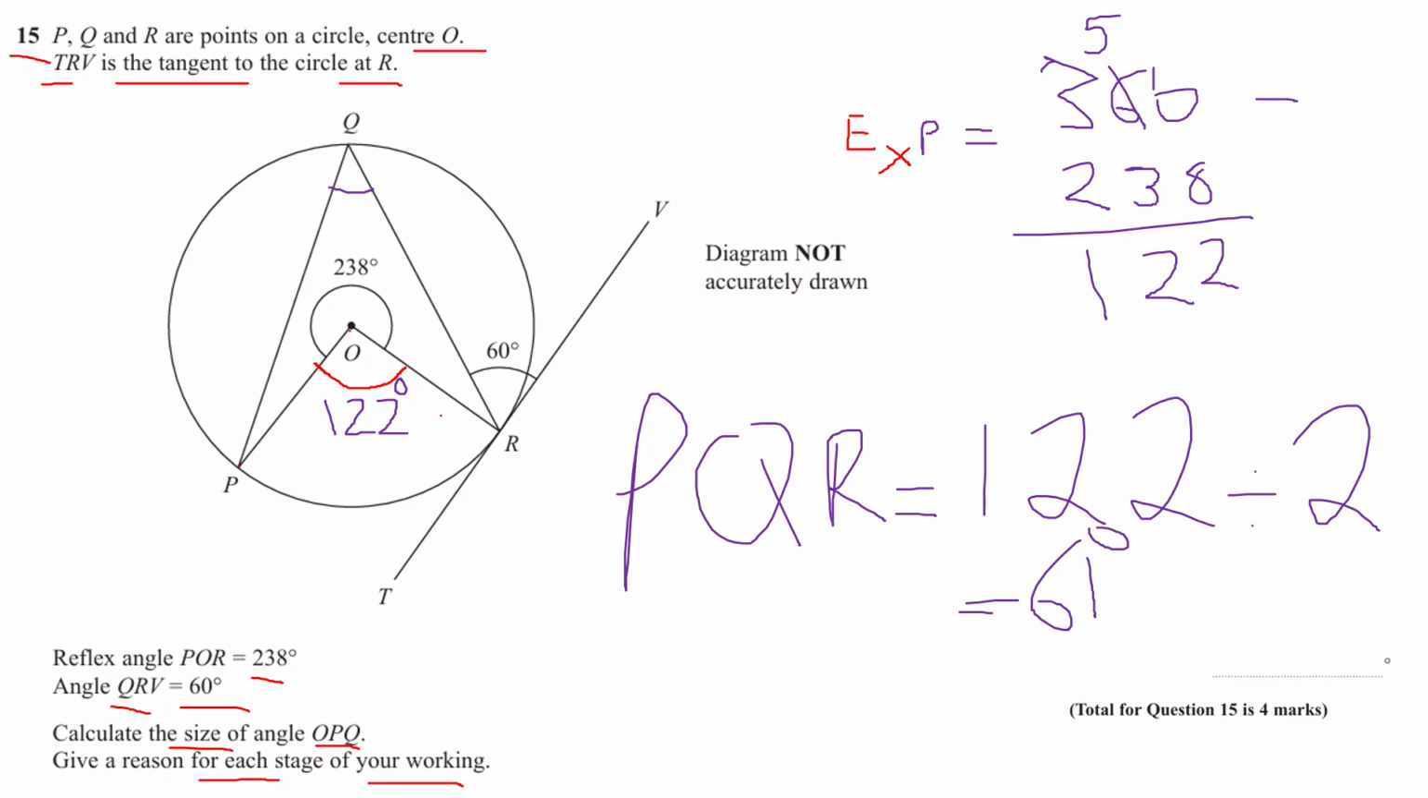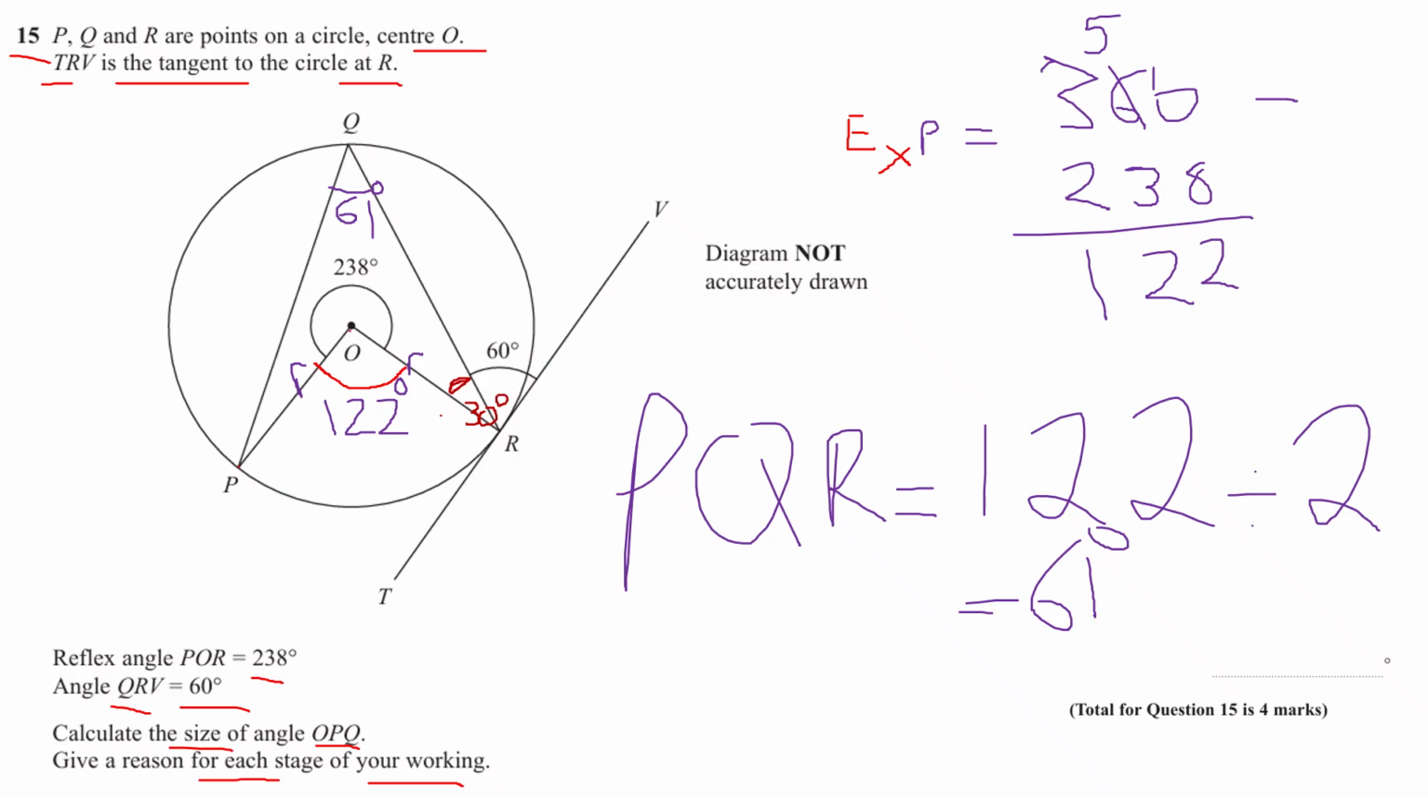Now, what next, guys? What else can I work out? Well, this second part here, the TRV is a tangent to the circle, that's going to be very important. Now, the lines OR and PR are what we call radii, or radius, of the circle. Remember, radius is from the center to a point on the circumference. Now, how is that going to help me? Well, a tangent meets a radius at 90 degrees. So we should know that this angle here is going to be 90 minus 60, which makes 30.